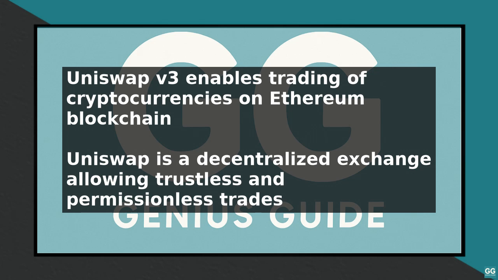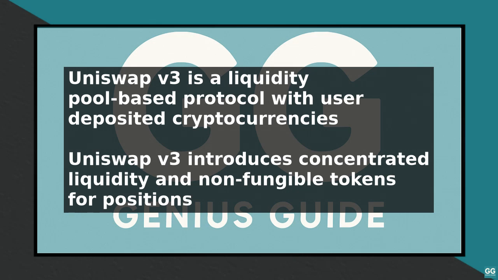permissionless manner. At its core, Uniswap V3 is a liquidity pool-based protocol, where users can provide liquidity to the protocol by depositing their cryptocurrencies into a pool. This pool is then used to facilitate trades between different users.